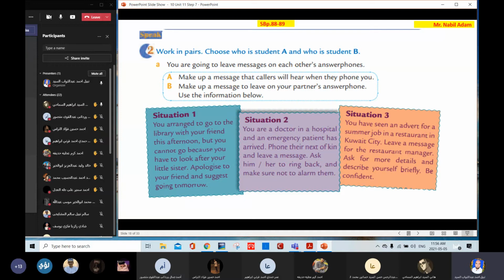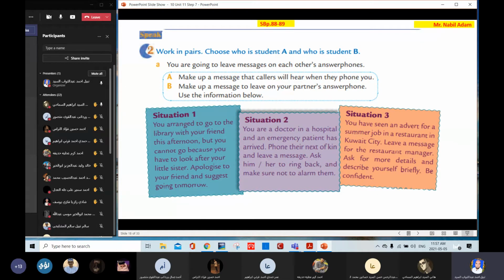Let's move to the second situation, situation two. You are a doctor in a hospital and an emergency patient has arrived. Phone their next of kin and leave a message. Ask him or her to ring back. Make sure not to alarm them. Not to warn them about their next of kin or their relatives.